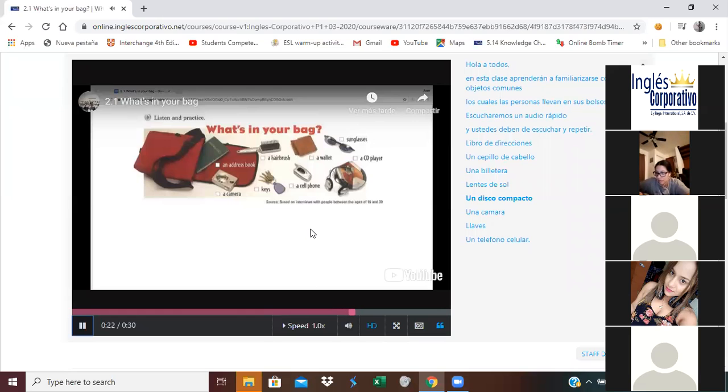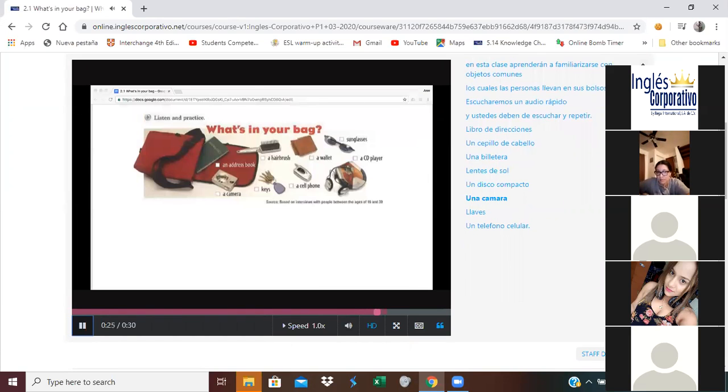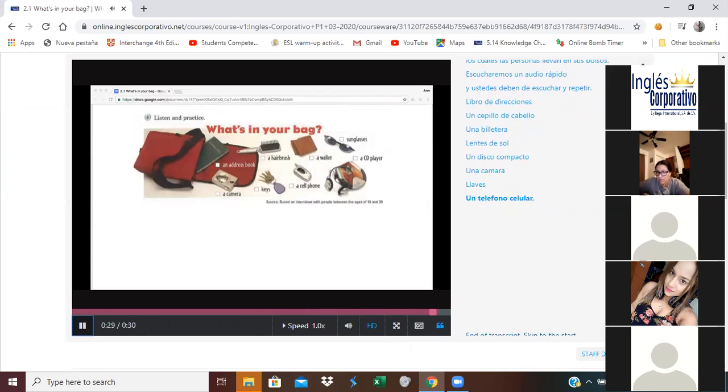A CD player. A camera. Keys. A cell phone.